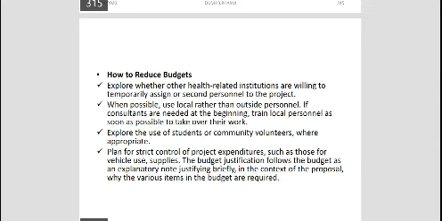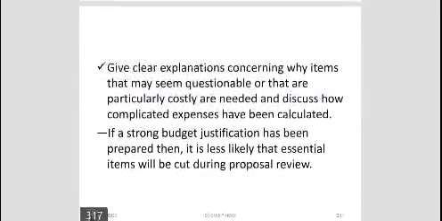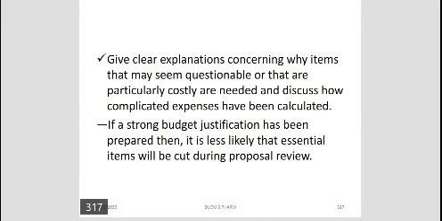The budget justification follows the budget as an explanatory note, justifying briefly in the context of the proposal why the various items in the budget are required. Give clear explanation concerning why items that may seem questionable or that are particularly costly are needed, and discuss how complicated expenses are being calculated. If a strong budget justification has been prepared, then it is less likely that essential items will be cut during proposal review. We have repeated this because it is very important. You should understand this concept on how to reduce.